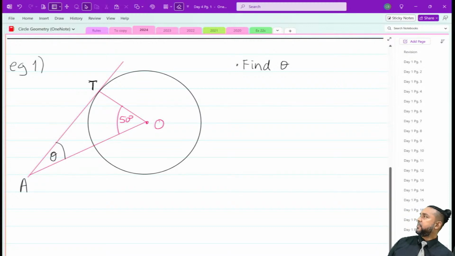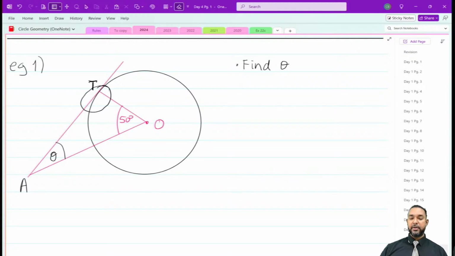Apart from this circle, what shape do we see on the diagram here? A triangle. We have one angle and we're looking for the other one. But what about this missing angle on top here? Do we know what that is? What is it? 90. Why?